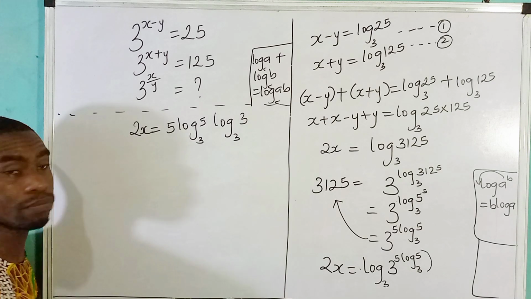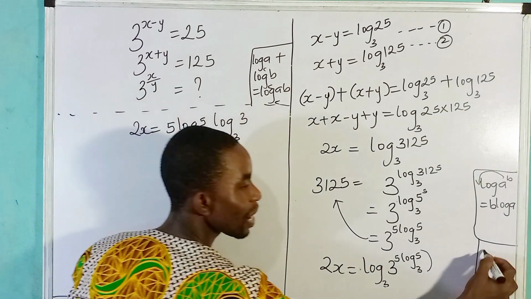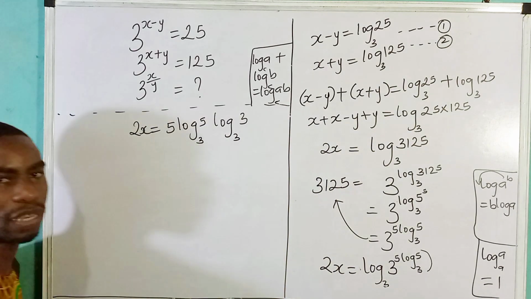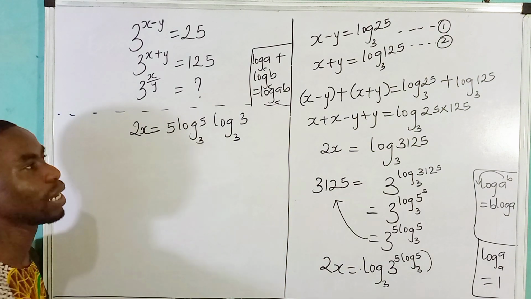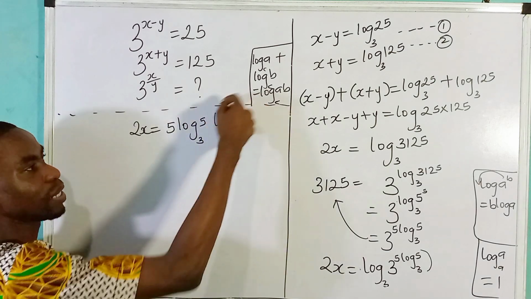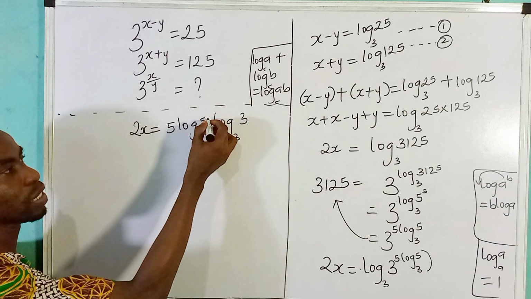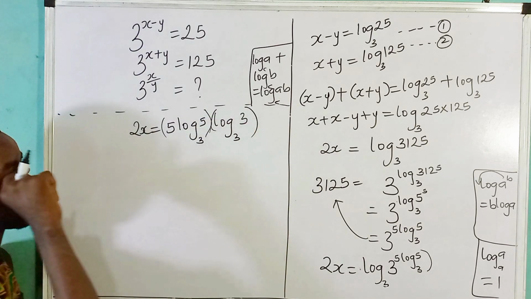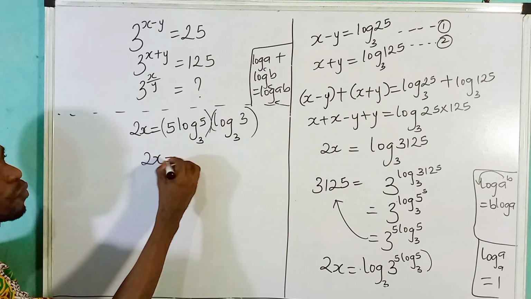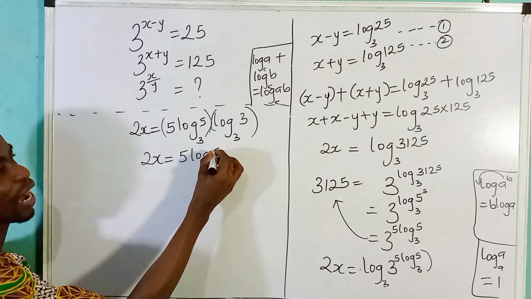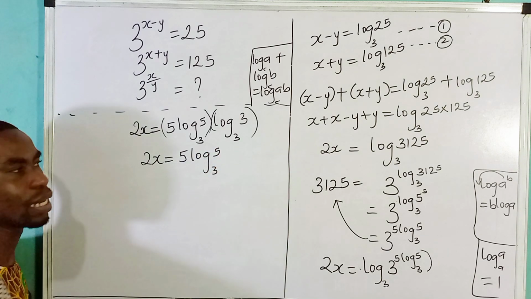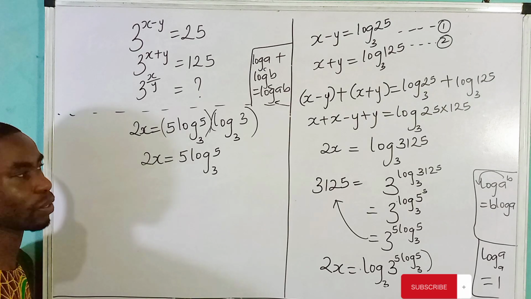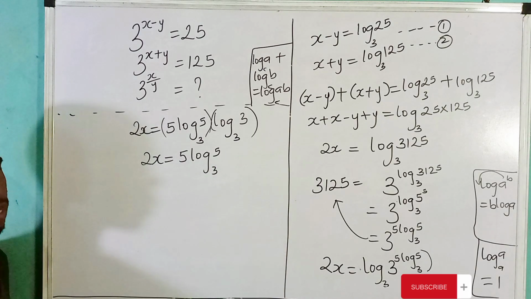Okay, now another law for logarithm: if you have log a base a, it's equal to 1. If the log term and the base are the same, that's equal to 1. So it means that log 3 base 3 is 1. Remember, these two look like they are multiplying. We're multiplying both of them, and so 2x will be equal to 5 log 5 base 3 times 1, right? And you know that when you multiply anything by 1, it brings back the same thing. So we have 5 log 5 base 3.